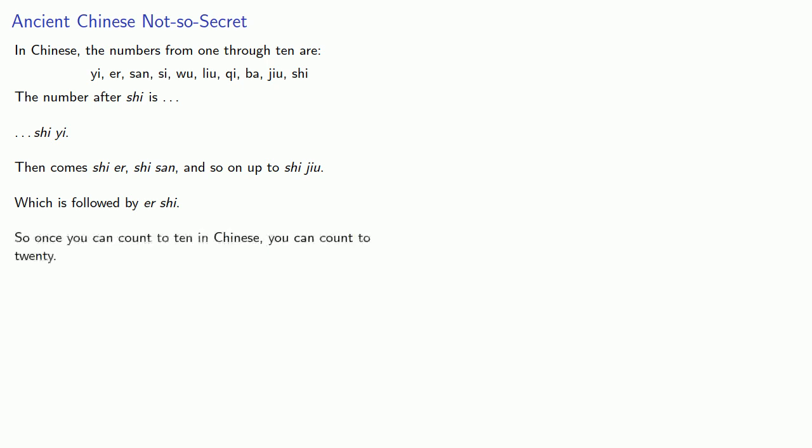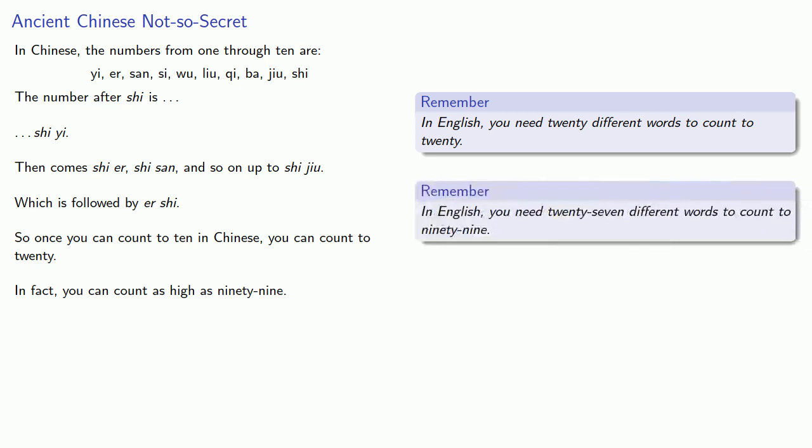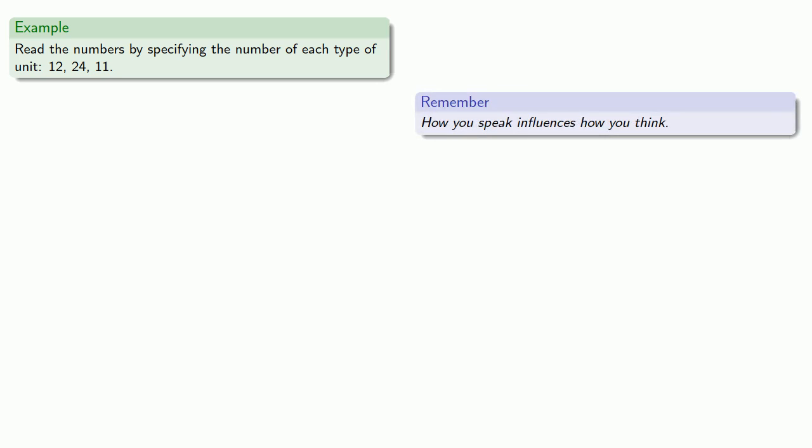And what this means is that once you can count to 10 in Chinese, you can count to 20. In contrast, in English, you need to know 20 different words to count to 20. Actually, it gets better. Once you know these 10 words and the naming convention, you can count as high as 9 tens and 9, what we might call 99. And again, in comparison, in English, you need 27 different words to count that far. And Korean, Japanese, and several other languages have a similar structure to their number words, making the numbering much easier. Now remember, how you speak influences how you think. And if we read numbers this way, this will help us think about numbers in a useful manner.